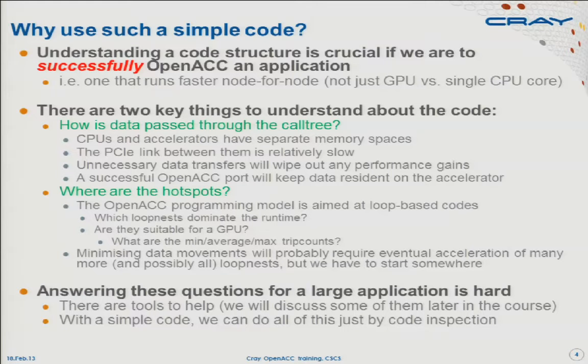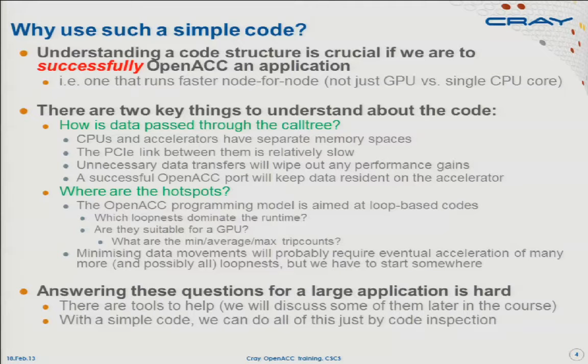And the other thing is, well, how do I get started? You need to know something about, OpenACC is really about loop-based codes. It's not about very task-based codes. It's about accelerating loop-based codes, which you see in science, engineering, this sort of thing. Which loop nests dominate the runtime? Are they suitable for the GPU? How many trips, how many iterations are there? If they're very small loop nests, they're not going to work very well. GPUs need a lot of threads going to be efficient.